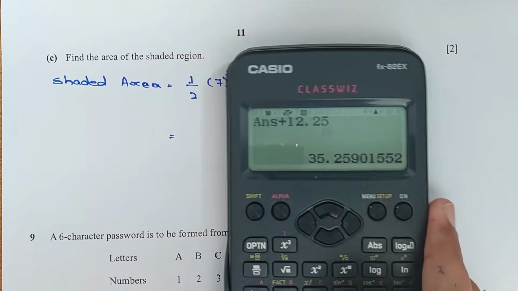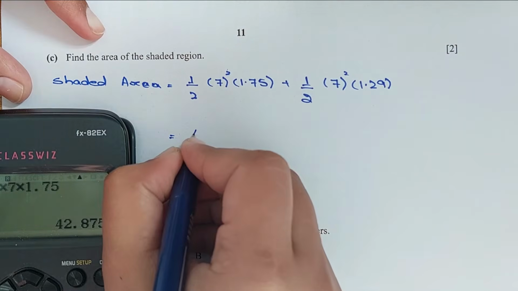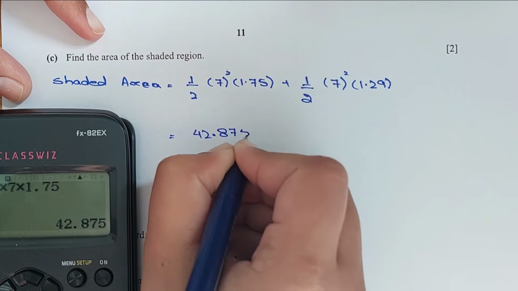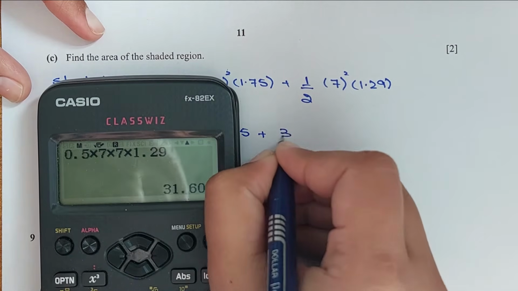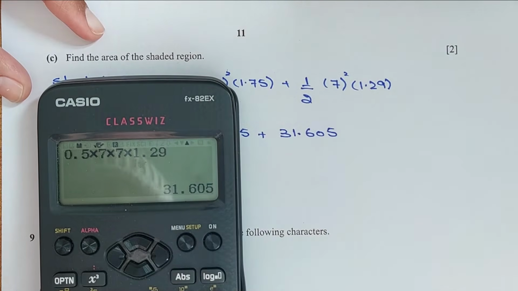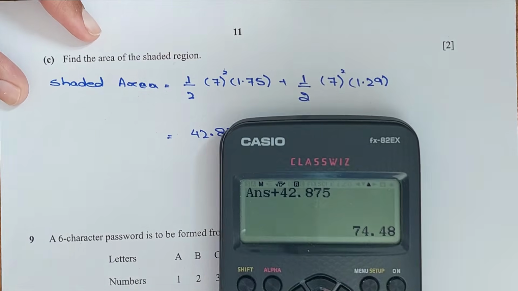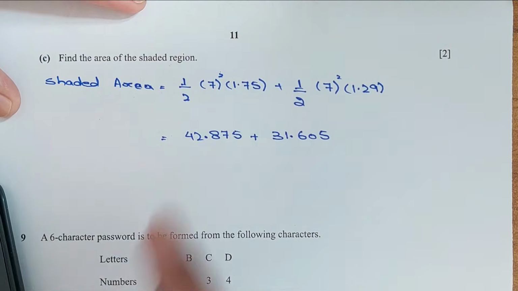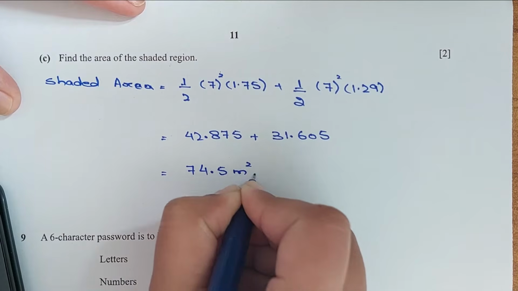Let me calculate this. We have 0.5 times 7 times 7 times 1.75, which is 42.875, plus 0.5 times 7 times 7 times 1.29, which is 31.605. Add in 42.875, which gives 74.48, 74.5 square meters, the shaded area.